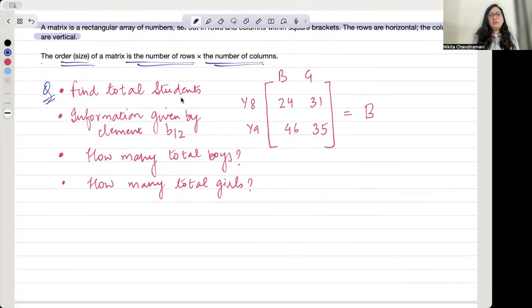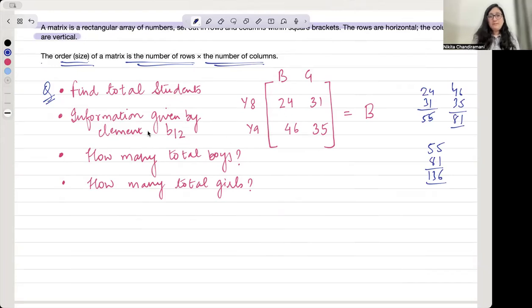Now comes the find total students question. You can easily find out the total number of students in the given matrix, isn't it? You're going to just add all the elements. So we add 24 and 31, which gives me 55, right? And we add the second row, 46 plus 35, which is 81. If you add 55 to 81, 8 plus 5 is 13, so we get 136 students all in all in this matrix.